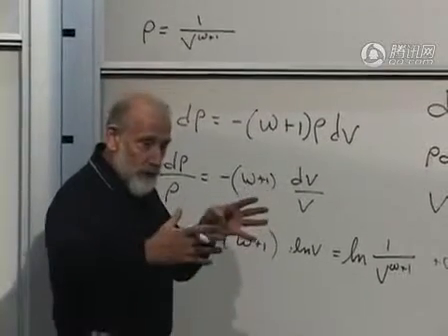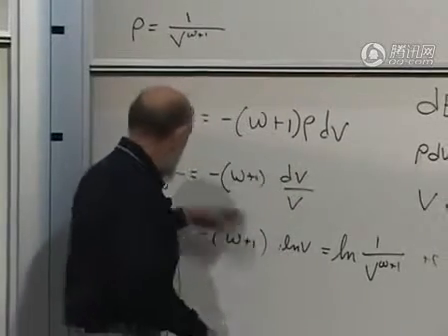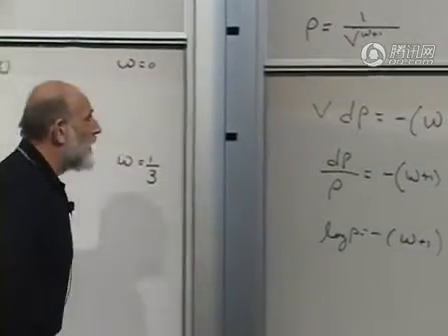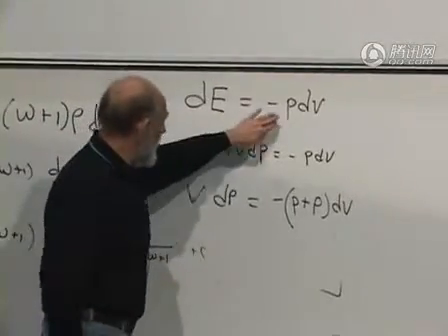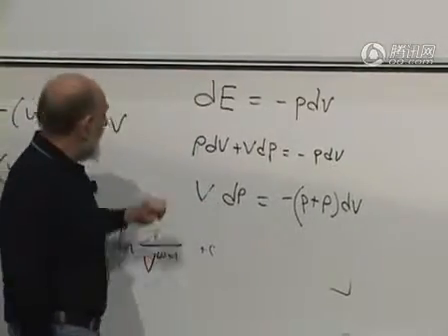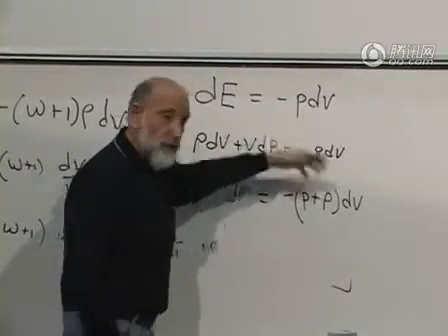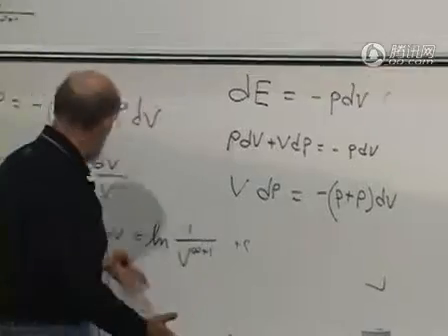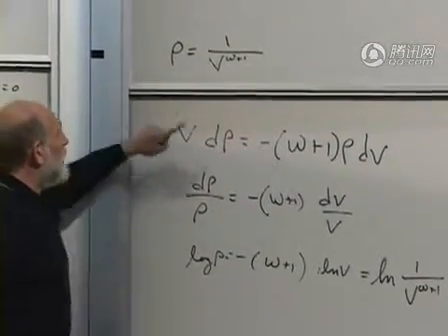Pressure tells us the work, and this is the equation, dE equals P dV. Then we used for energy, rho times volume, and for pressure, W times energy density. And that told us that the density behaves like 1 over the volume.